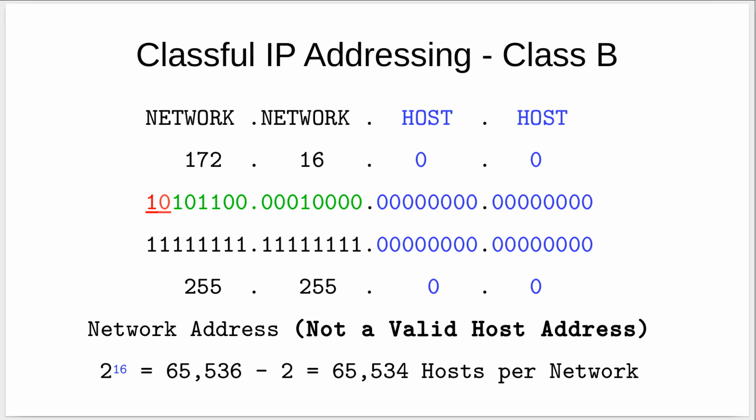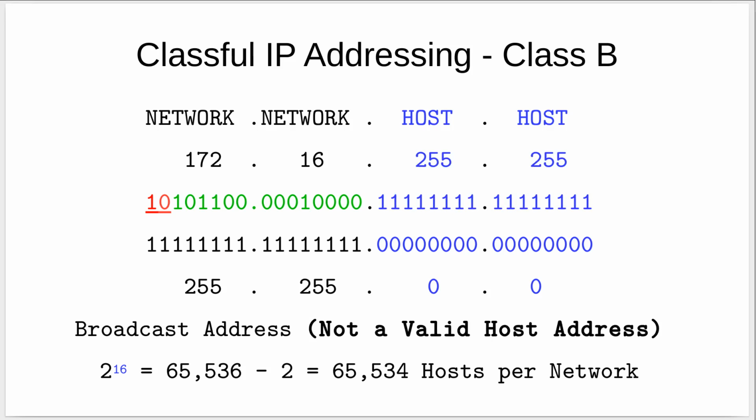Okay, moving on, we have the broadcast address. How do we generate the broadcast address? Very simple, set all host bits to 1, because that's the definition of a broadcast address. This gives us 172.16.255.255. Again, this is not a valid host address, so we cannot apply it to the interface of a PC, server, laptop, tablet, router. Okay, good.